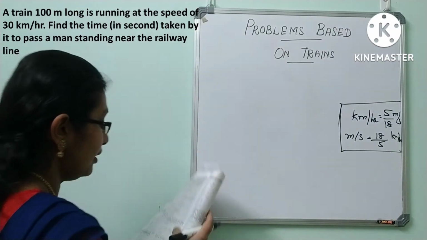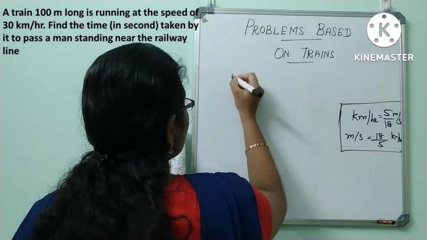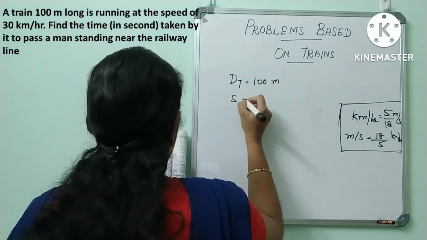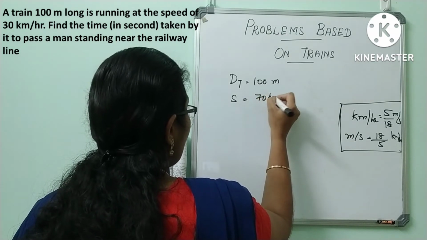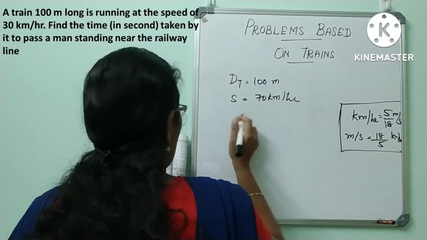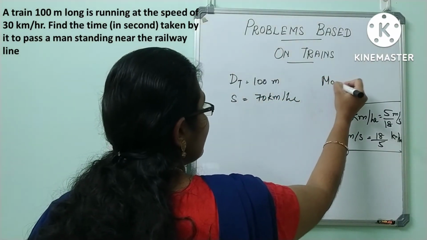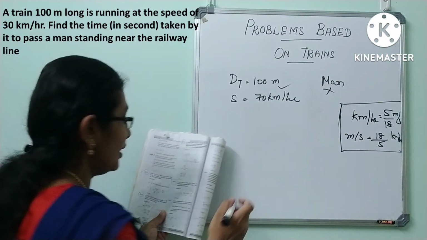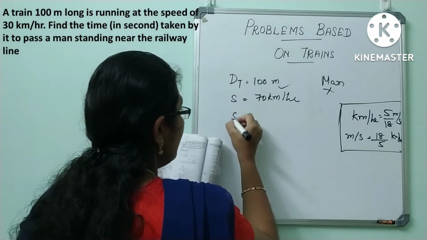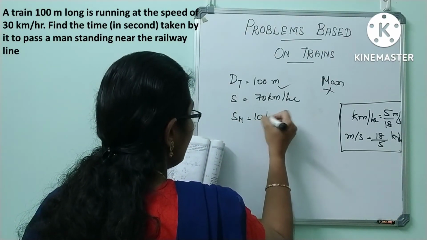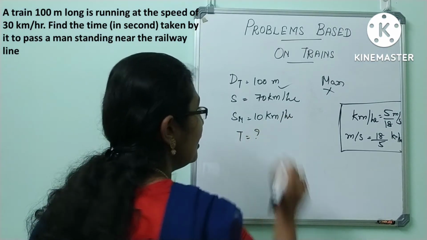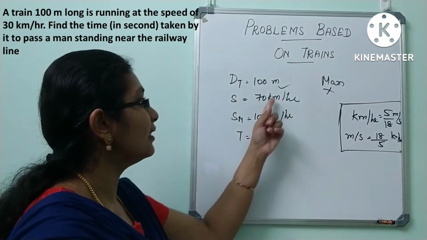Now we will write down the data given. So train's length is 100 meter and speed is 70 km per hour. And for the man only the speed is given, so his distance is negligible, so you consider only the distance of the train. Okay, and the speed of the man they have given as 10 km per hour. So our question is we have to find the time. Clear?